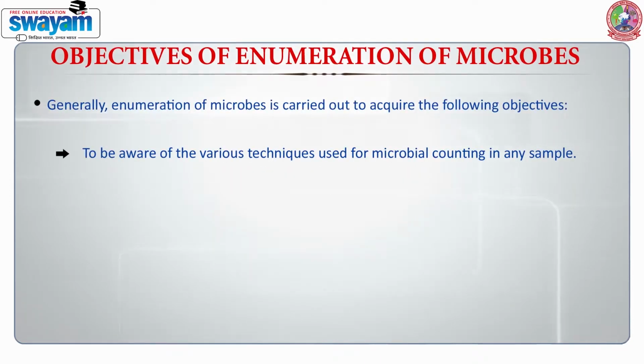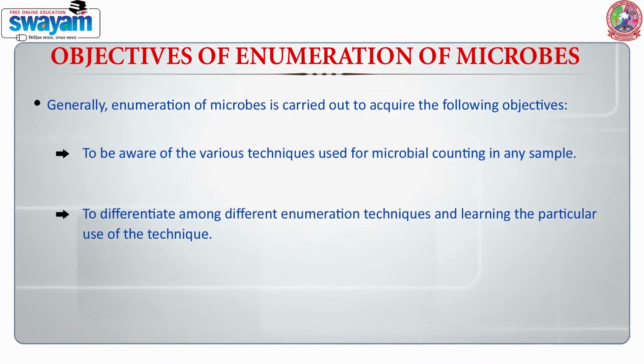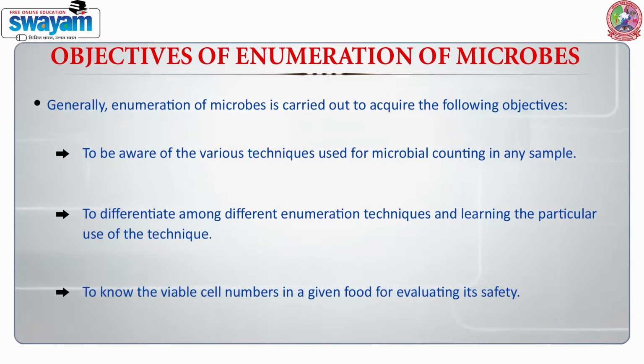Generally, enumeration of microbes is carried out to acquire the following objectives: to be aware of these various techniques used for microbial counting in any sample, to differentiate among different enumeration techniques and learn the particular use of the technique, and to know viable cell number in a given food for evaluating its safety.